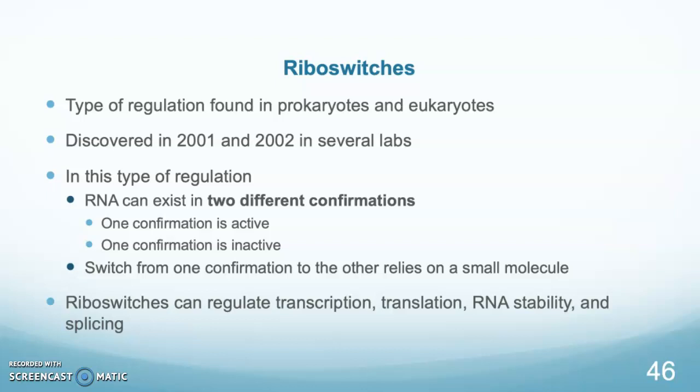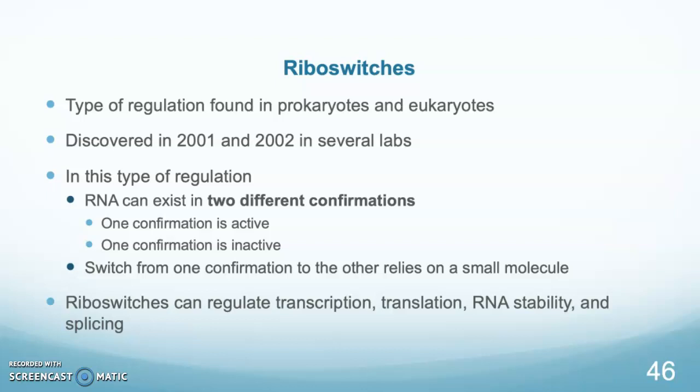In this type of regulation, the RNA, the actual mRNA, can exist in two different conformations. One conformation is what we would call active, meaning that it's going to go through transcription or translation, and one conformation would be considered inactive, in which either transcription or translation would not occur.